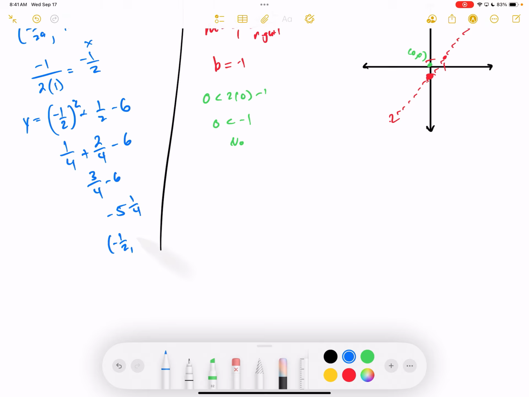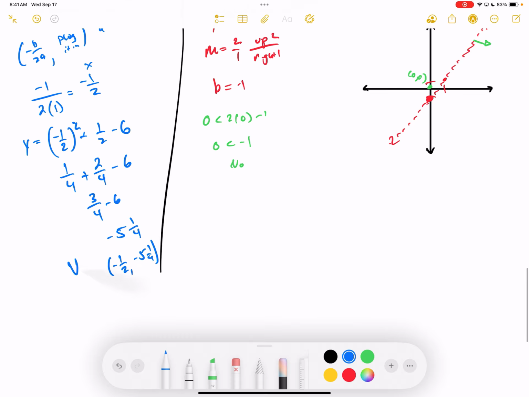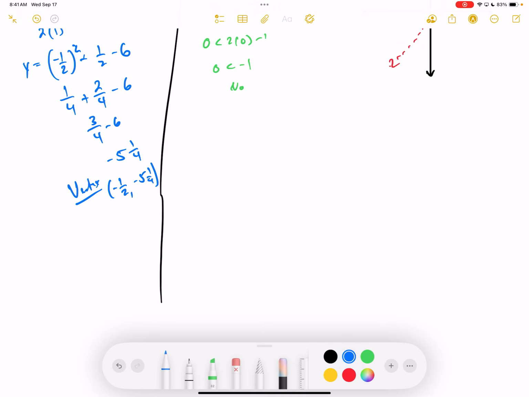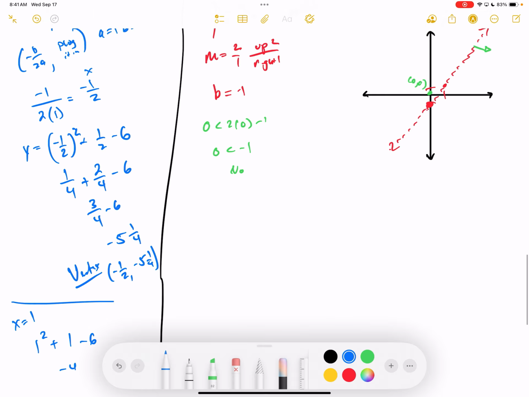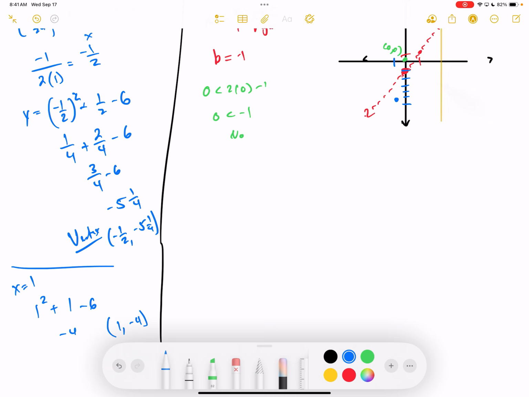So this is my fault for trusting AI. That's my vertex. All right. We still got to do the point though, don't we? So let's plug in a 1. You can plug in any number you want, just don't plug in the same number as the vertex. So let's plug in a 1. That'd be 1 squared plus 1 minus 6, which would be negative 4. So another point that is on this graph is 1, negative 4. Plug in anything you want there. So negative 1/2 and negative 5 1/4 would be somewhere in this area, and then 1, negative 4 would be somewhere right here.